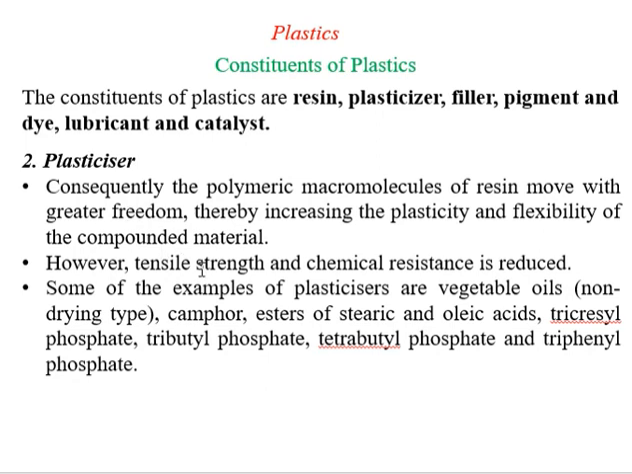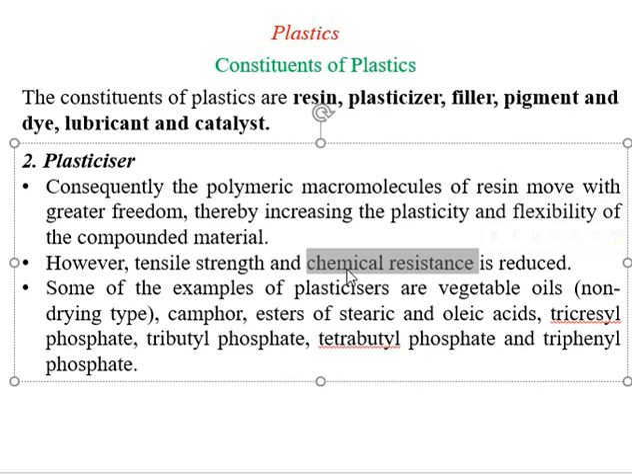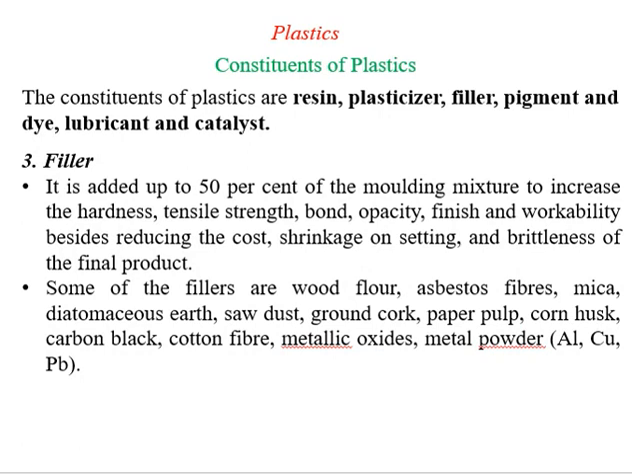However, the tensile strength and the chemical resistance are reduced if you are using the plasticizer. Some of the common examples of plasticizers are vegetable oils, camphor, esters, stearic acid, triphenyl phosphate. So these are some of the examples of the plasticizers which we use for the manufacturing of plastics.